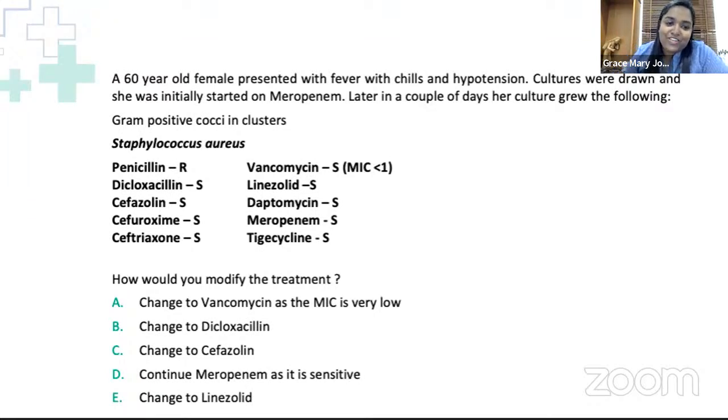So how do you modify your treatment? Because you have started your patient on meropenem, do you want to change the patient to vancomycin as the MIC is quite low, less than 2 is good? Or do you want to change to dicloxacillin, or do you want to change to cefazolin? Do you want to continue meropenem because it's sensitive? Or do you want to change to linezolid? Again, write down your answers so that you can compare later.